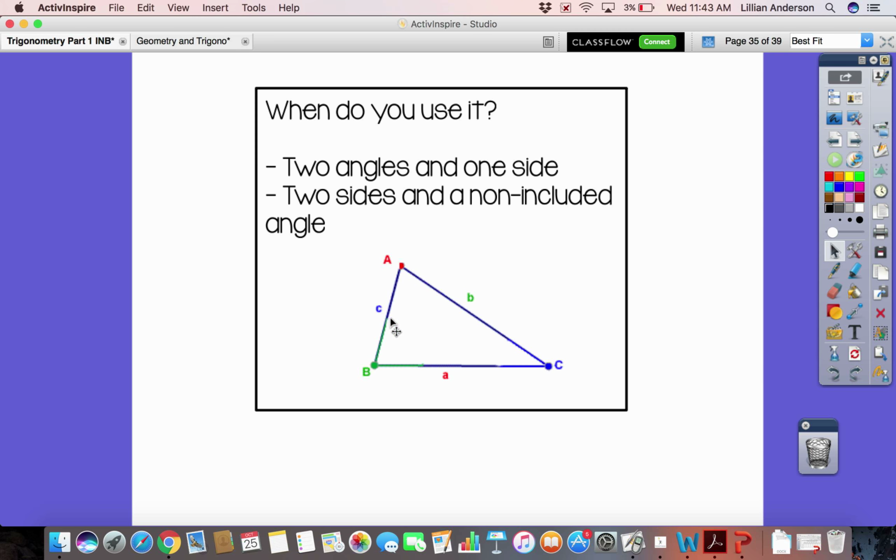Okay? If I gave you side C and side A, what angle would be the non-included angle? Think about it. Answer it. Hopefully you said angle A or angle C, okay? Because with C and A, B would be the included angle. So you could not use B. It has to be a non-included angle, such as A or C.